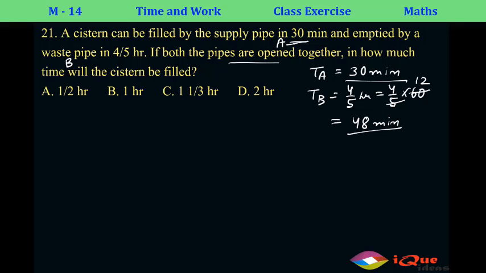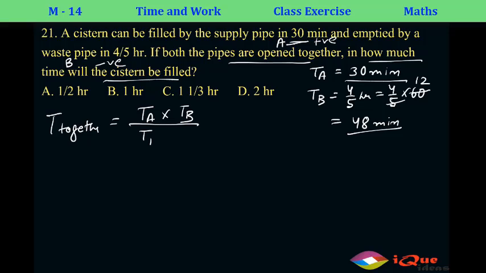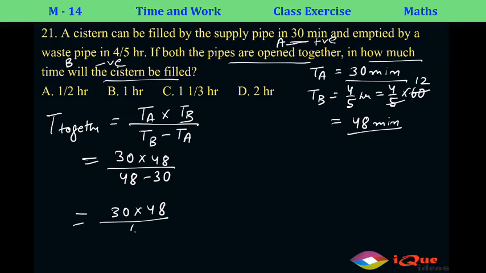Now the question says if both the pipes are opened together, in how much time will the cistern be filled? Now see here, one pipe is doing positive work, one pipe is doing negative work. For this situation, we have the time together equal to time of A into time of B upon time of B minus time of A. This we have done in theory segment, right? So this will become 30 into 48 divided by 48 minus 30, which is equal to 30 into 48 divided by 18, right? Now 6 cancels 48 8 times, 6 cancels 18 3 times, 3 cancels 30 10 times. So it is 10 into 8, that is 80 minutes.